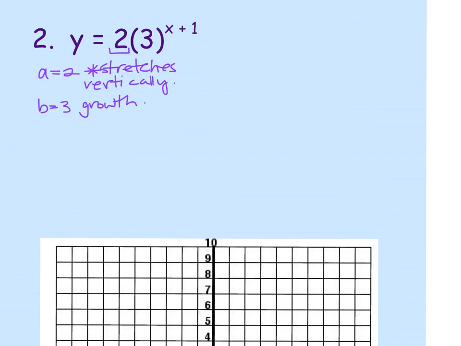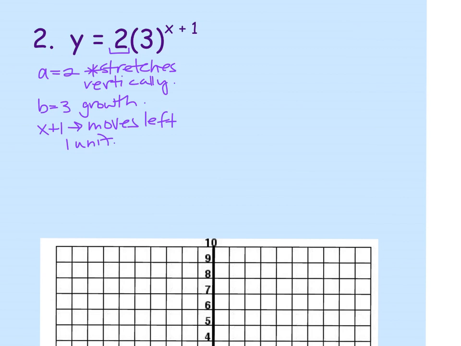Notice a wasn't negative, so there's no reflecting this time. We have that x plus 1. So that x plus 1 is going to move everything left 1, kind of like from what the parent function would do. So that's going to change our table as well.